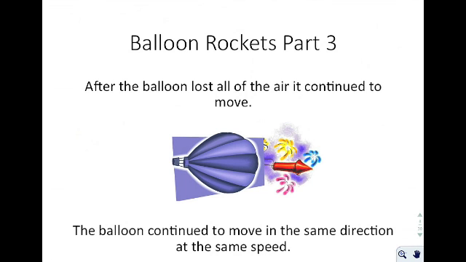Now, balloon rockets part 3. After the balloon lost all of its air, it continued to move. This is another refutation of Aristotle's laws. Aristotle said an object that doesn't have any force on it will come to a stop. But whenever the balloon ran out of air, it continued moving in the direction that it was initially moving at the same speed. It eventually slowed down, and we'll talk about that a little bit later, but for now, we're going to say it continued to move at the same speed.